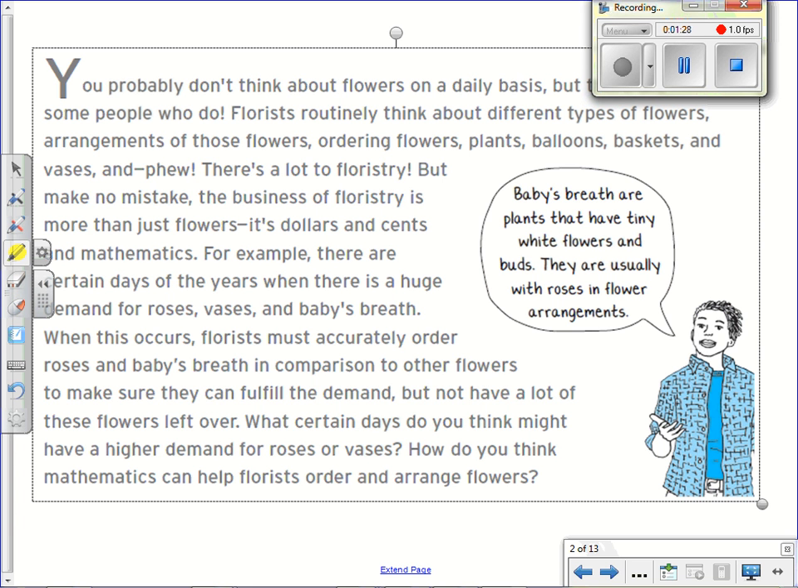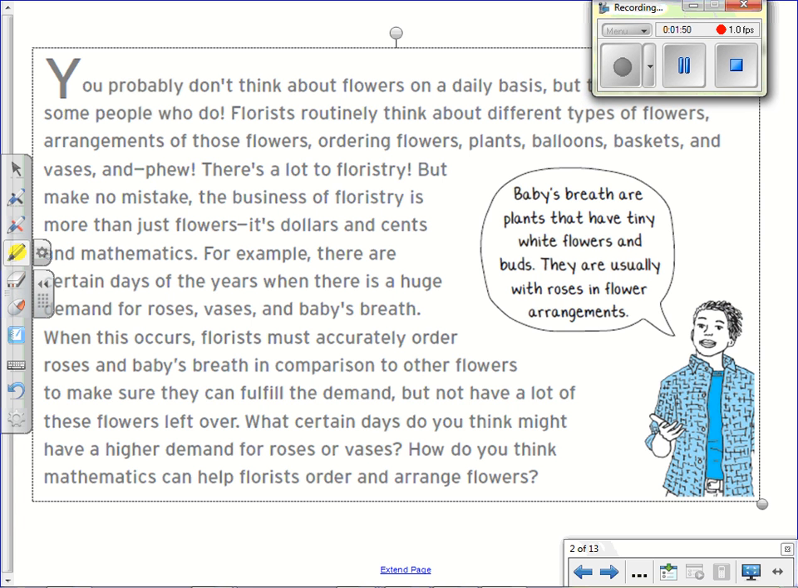But make no mistake, the business of floristry is more than just flowers. It's dollars and cents and mathematics. For example, there are certain days of the year when there's a huge demand for roses, vases, and baby's breath. When this occurs, florists must accurately order roses and baby's breath in comparison to other flowers to make sure they can fulfill the demand, but not have a lot of these flowers left over.